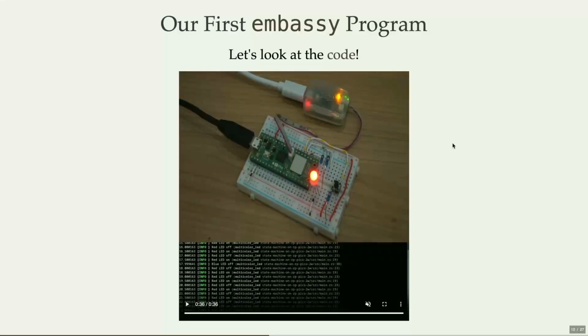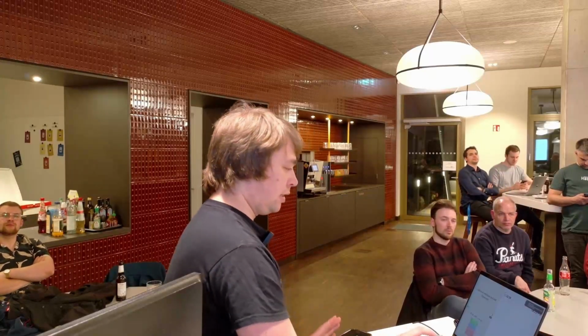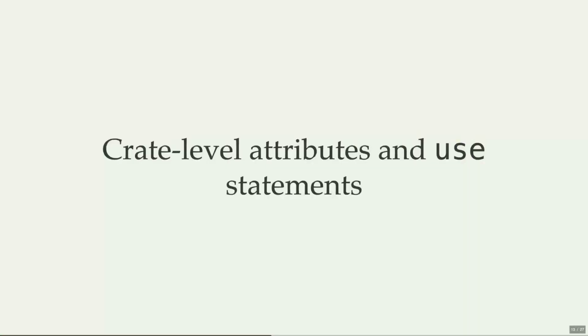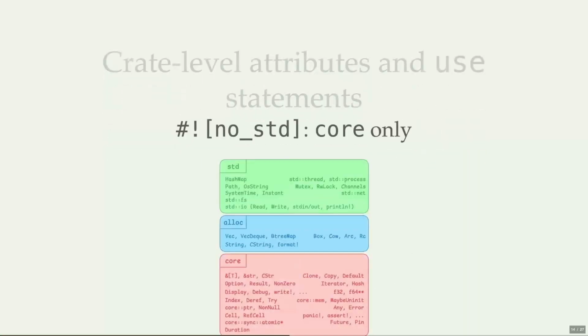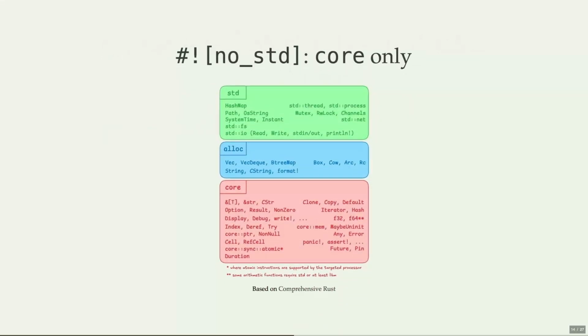All right, for the rest of this talk, let's have a look in more detail at what the bits and parts of this program that we've just seen actually do. So let's start with the crate level attributes and use statements. I will just go quickly over this, although Dominic already gave a pretty thorough explanation of these. So we have the no-std annotation, which means we have the core library only. We don't have std. We maybe have alloc if we bring our own allocator.